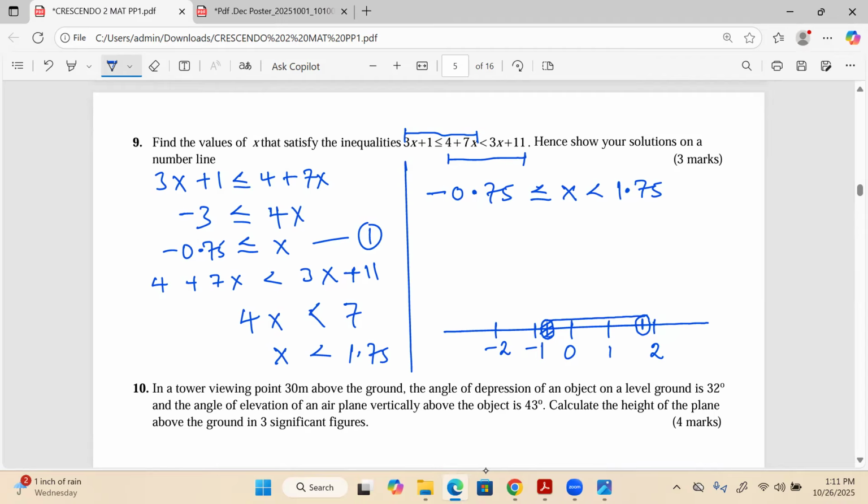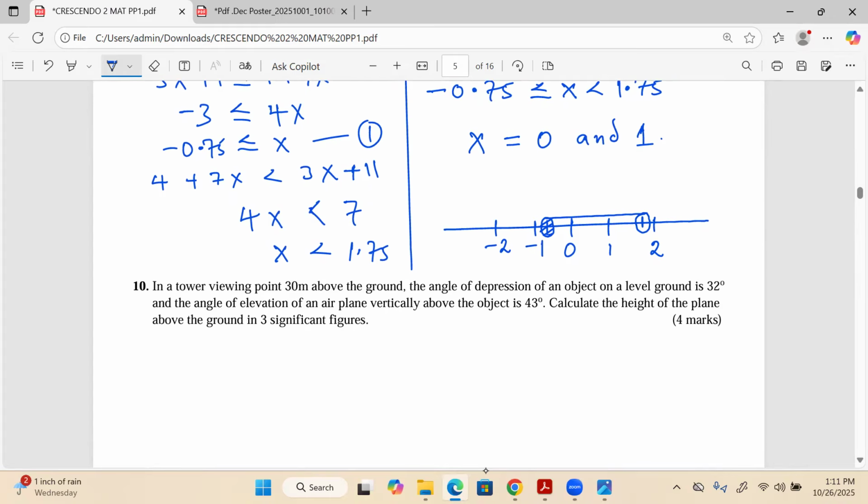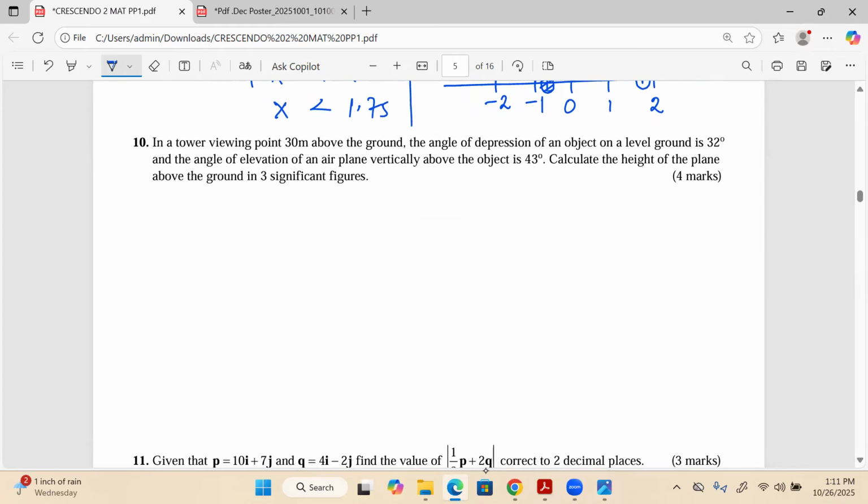Yeah, like that. Therefore, that's the representation on a number line. So you can see the values of x within the range is just 0 and 1. Yeah, 0 and 1. Very simple. 0 and 1. That one. Looking at number 10 now.